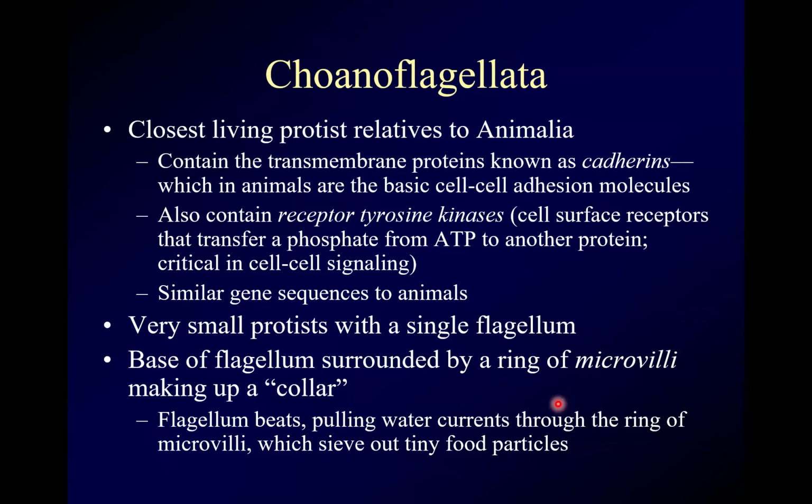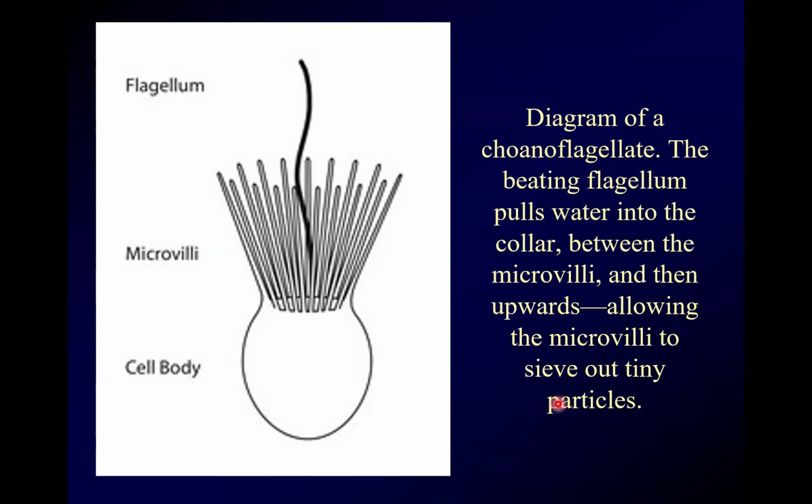As the flagellum beats, water gets pulled through the ring of microvilli, and the microvilli will sieve out tiny food particles, which the cell can then phagocytose. So that's how they feed. And there's a diagram of what I mean. The cell body is usually just kind of oval and it's not shown, but there's a nucleus in there. You have that ring of these little finger-like projections, the microvilli. And in the center of the ring, you've got the root of a long flagellum. And as the flagellum beats back and forth, it pulls water.